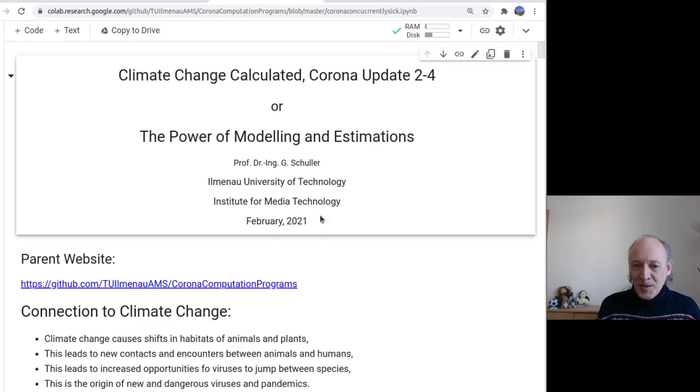So why Climate Change Calculated? But first, you can read the slides here using this link. These slides are in GitHub, and you can let them run on Google Colab, as I do here. And basically, you can see the same slides with the same functionality, which we will see.